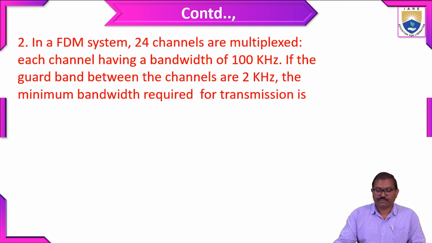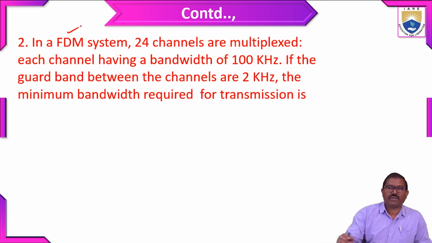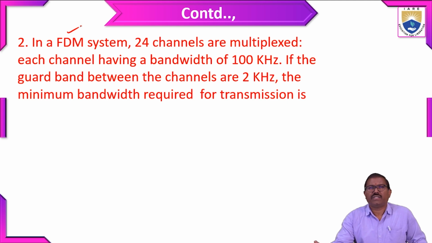So coming to the second problem, which is related to FDM. Previously we discussed TDM, now FDM. In an FDM system, 24 channels are multiplexed, each channel having a bandwidth of 100 kHz. If the guard band between the channels is 2 kHz, the minimum bandwidth required for transmission is? So what is the bandwidth required?